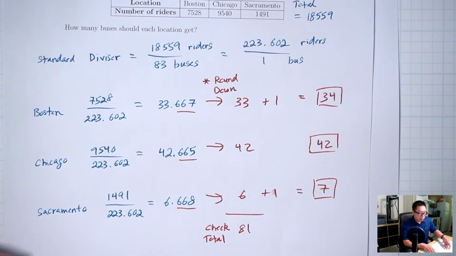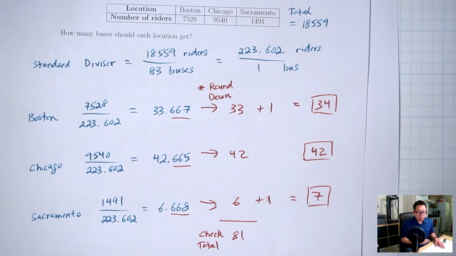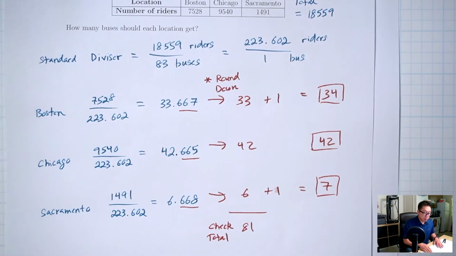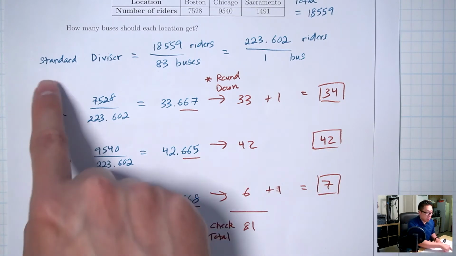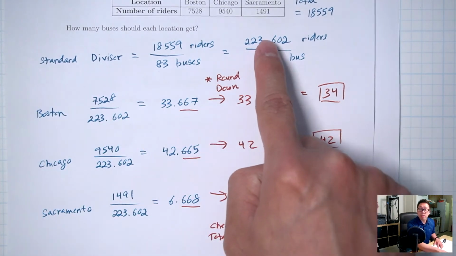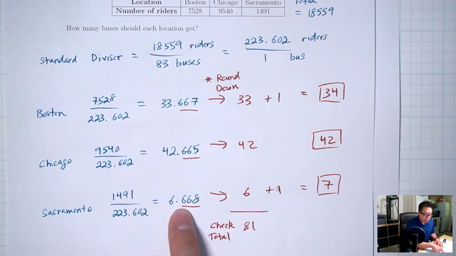So to fix this, what Jefferson proposed is to not give these extras in the end. What he suggests is to modify this divisor, to pick a different divisor so that when we divide and round down, we get the exact number that we want.